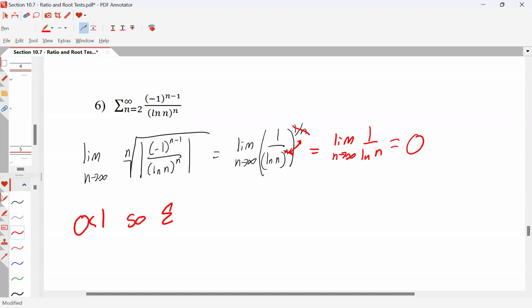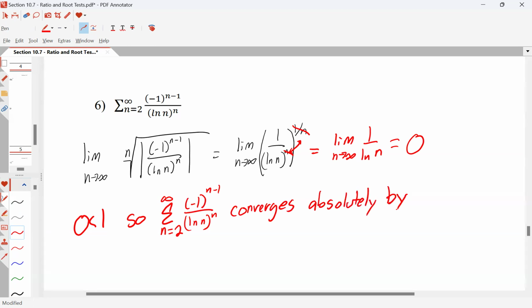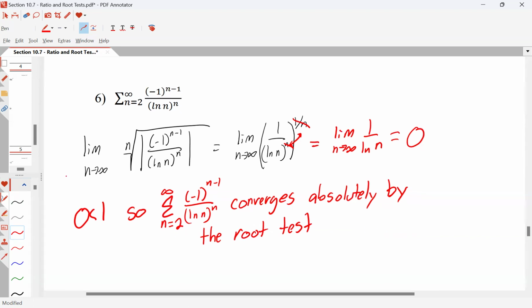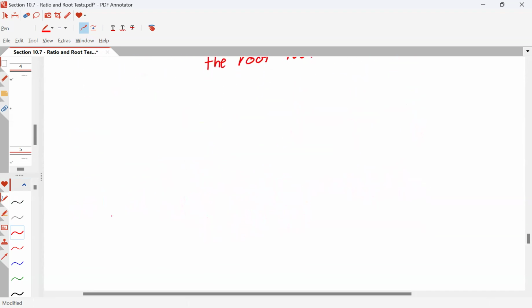So by the root test, you're looking at the root test here, (-1) to the n minus 1 over (the natural log of n) to the n converges absolutely by the root test. So they're pretty quick examples. Not a lot to check other than taking this limit. So 2 more examples.